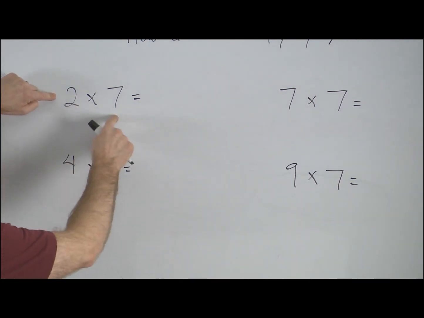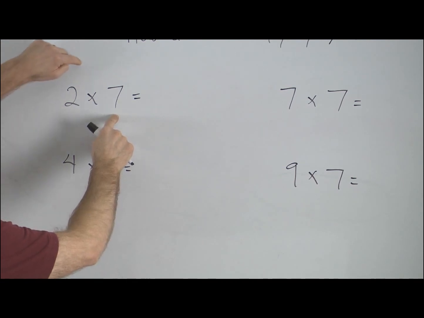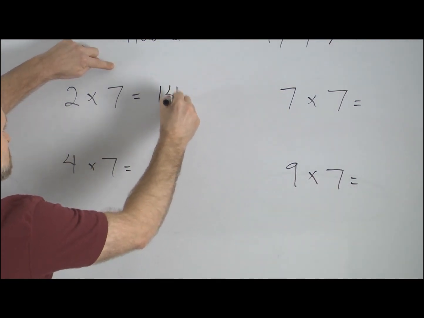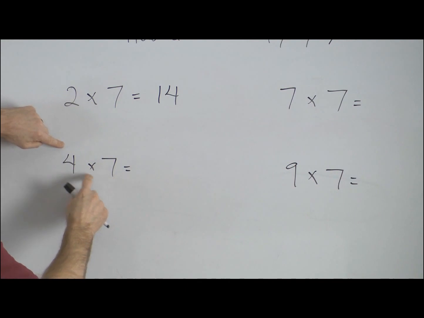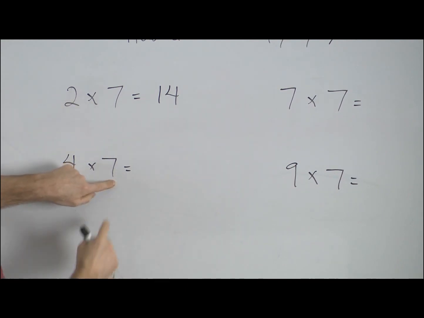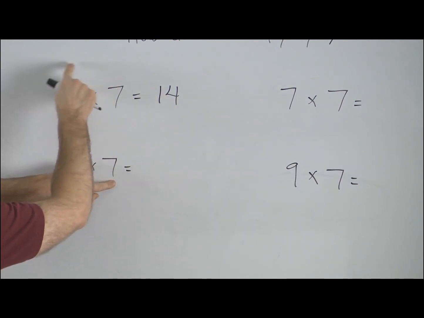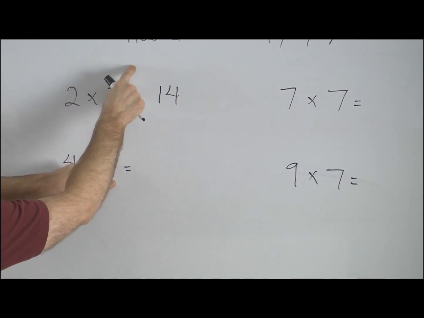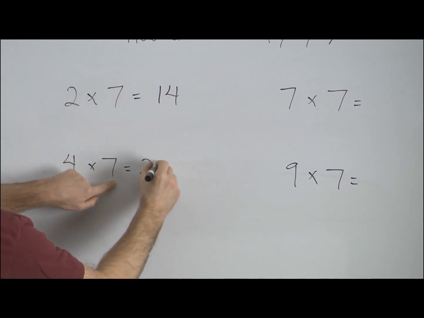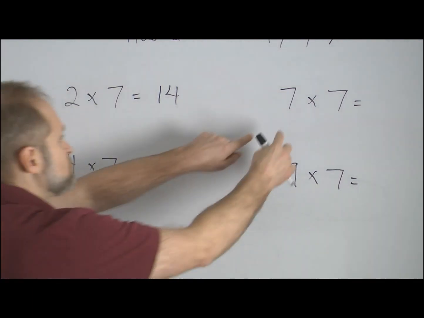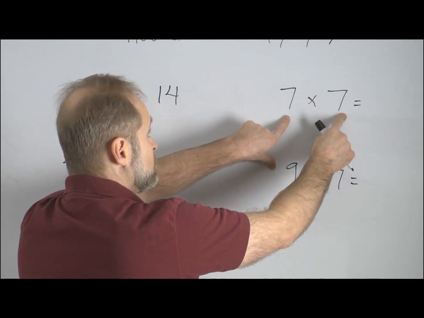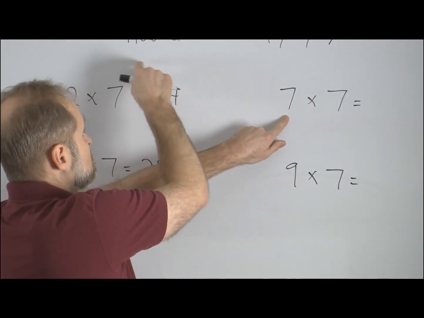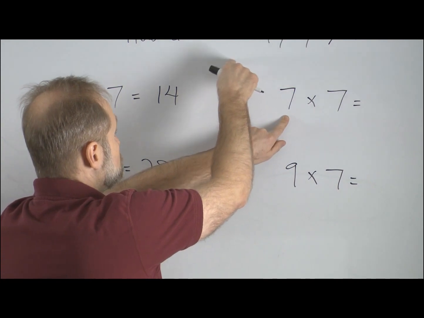Here we have 2 times 7. So we have two groups of 7. 7 plus 7 is 14. Next one, 4 times 7. So I need to think about my skip counting chart. 7, 14, 21, 28. So this will be a 28. Next one, 7 times 7. Now this is going to be a little bit harder. 7, 14, 21, 28, 35, 42, 49.